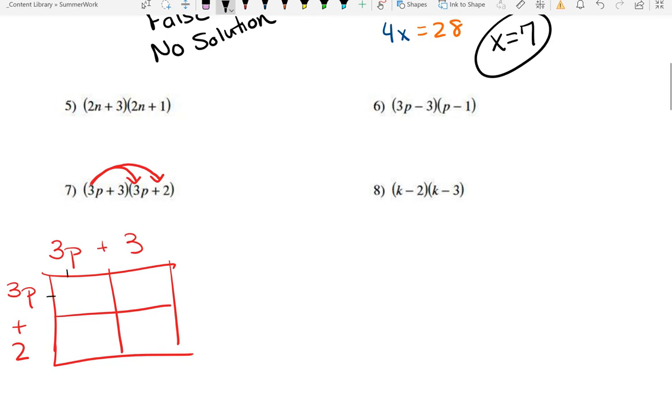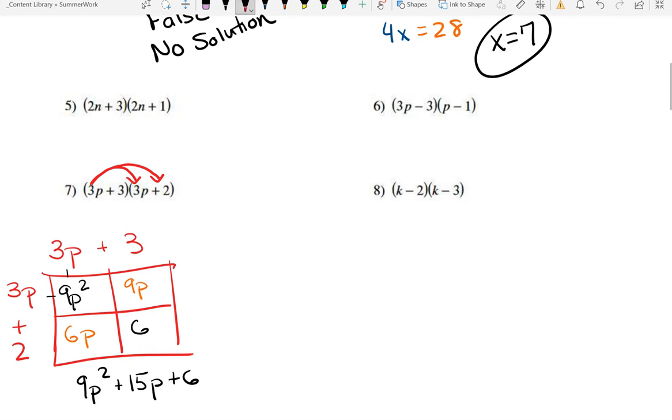So this and this, 3p times 3p, 9p squared. 3 times 3p is 9p. 3p times 2, 6p. And then 3 times 2 is 6. Combine my like terms. 9p squared plus 15p plus 6. That's one way to do it.